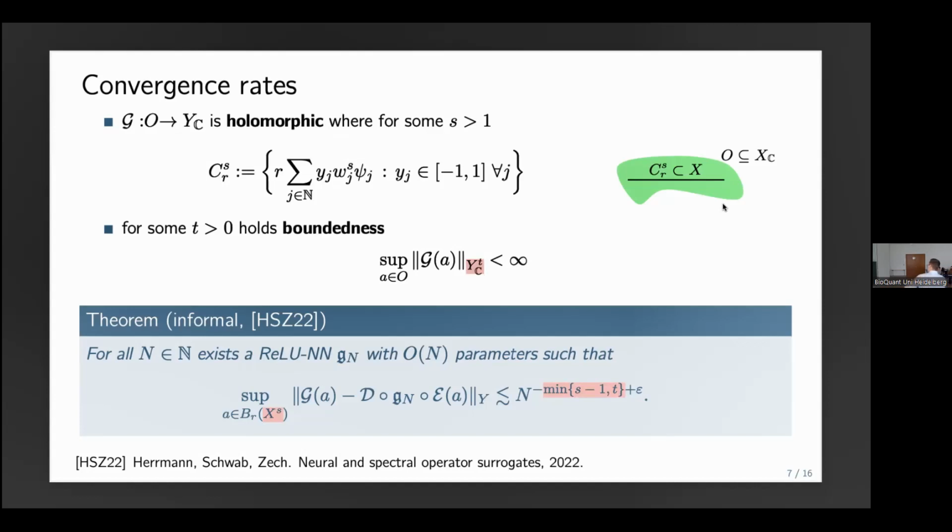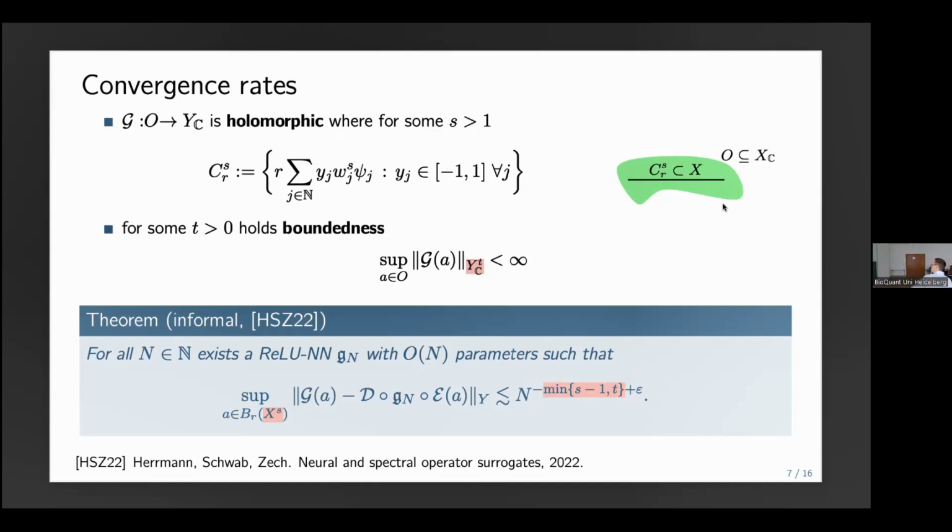The epsilon here is just a positive but arbitrarily small constant. So whenever I write epsilon, it's positive but arbitrarily small, meaning there will be a constant hidden in this less equal. And this constant depends on the epsilon, and it blows up as epsilon goes to 0. But essentially, the convergence rate that I obtain is this minimum of S-1 and t. And so again, what is S?